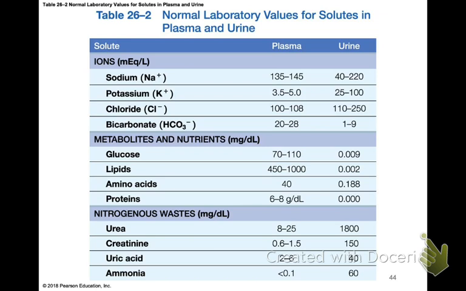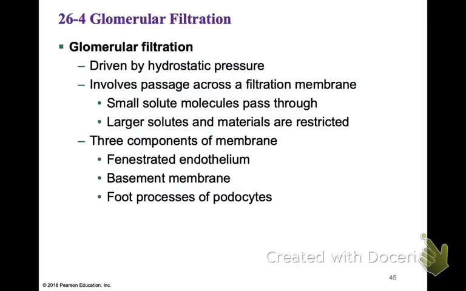And then look at the nitrogenous wastes. Here you see urea, creatinine, uric acid, and ammonia, and you see huge amounts of them in urine compared to plasma. That's your cue that these things are being gotten rid of. You are concentrating them in urine to excrete them. All right, so we're going to look at these processes in detail.